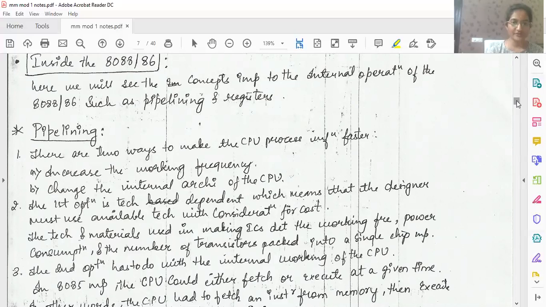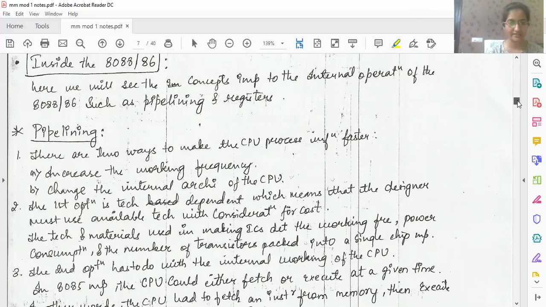Then this is the first thing. This is the first way used in order to increase the processor speed. So to overcome these challenges, there is another way. What is another way? Change the internal architecture of the CPU. That is what we have done in 8086. All right, in 8086, we have changed the internal architecture.